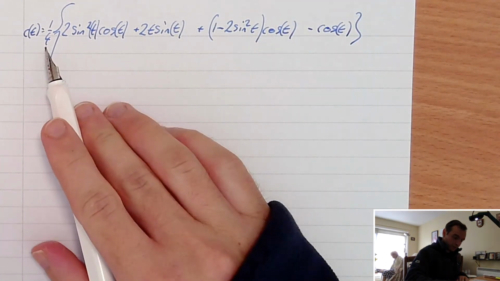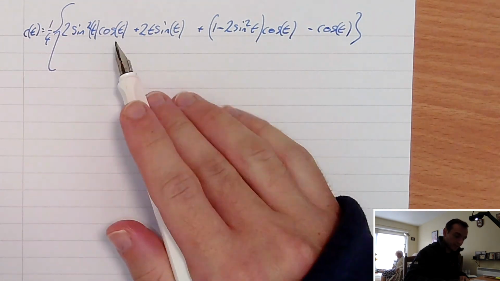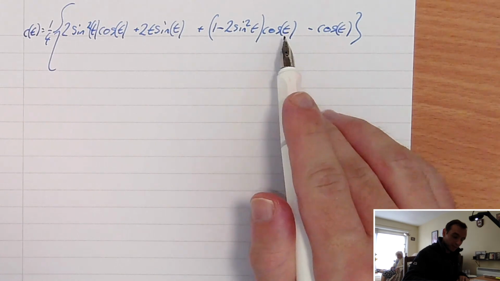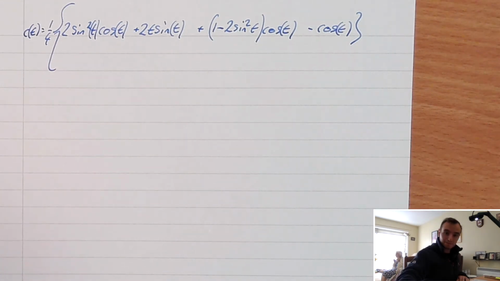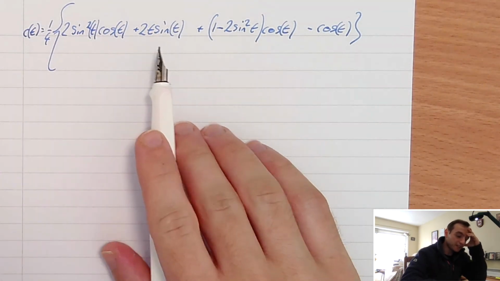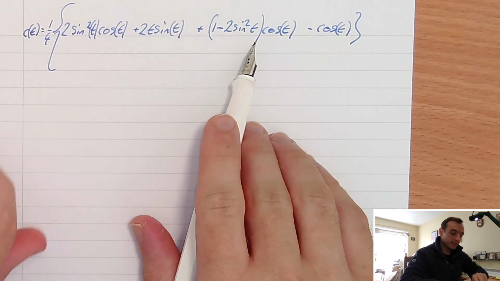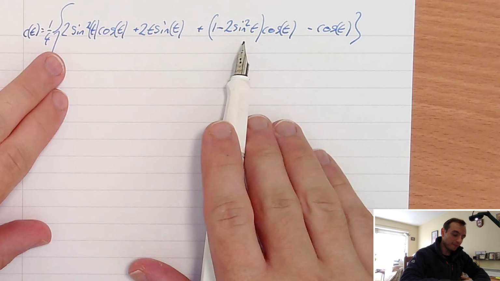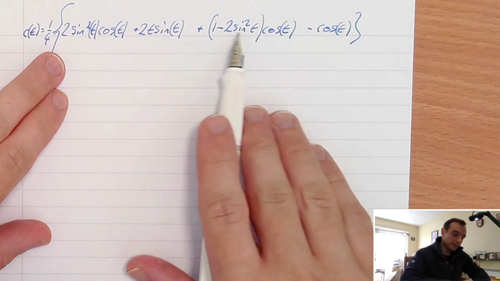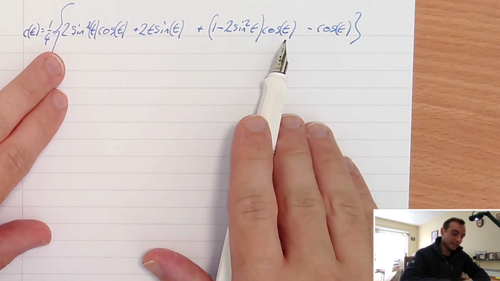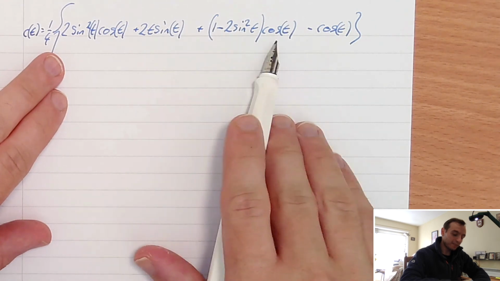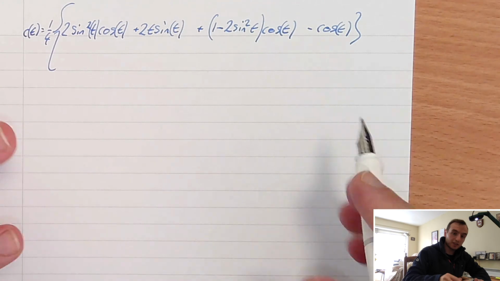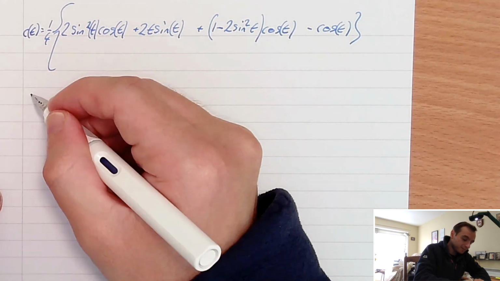So we can now see that the convolution function is 1/4 of 2 sine squared t cosine t plus 2t sine t plus 1 minus 2 sine squared t cosine t minus cosine t. So now that we have the convolution function in this form, we can start to see that the 2 sine squared t cosine t over here is going to be commensurate with the 1 minus 2 sine squared t cosine t over here. So let's expand that and rewrite the convolution function underneath, and hopefully we should start to see some of the terms cancel.